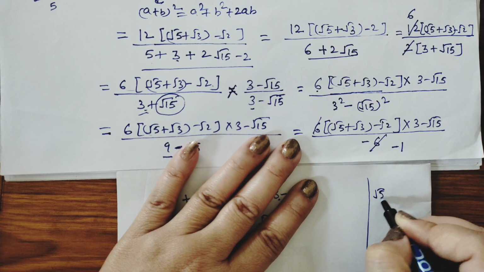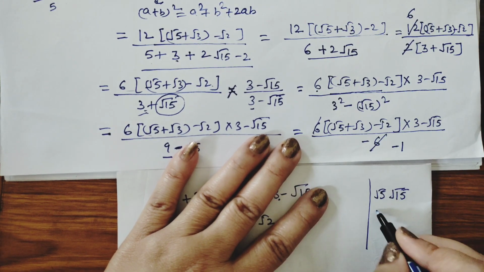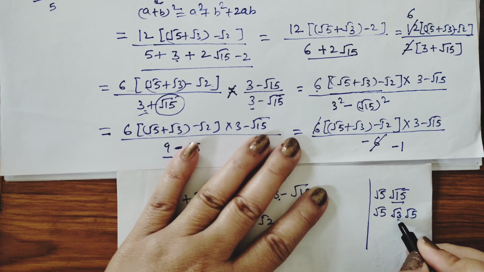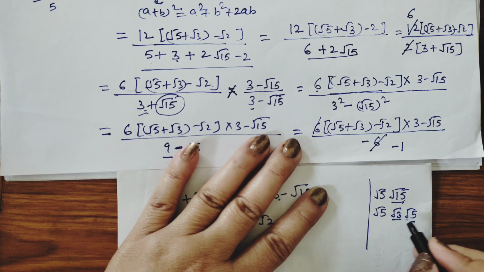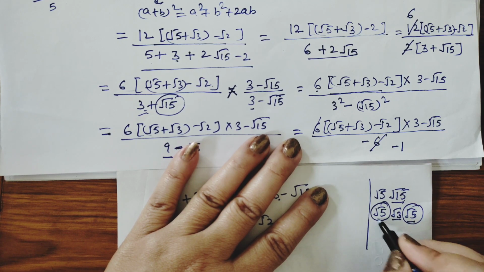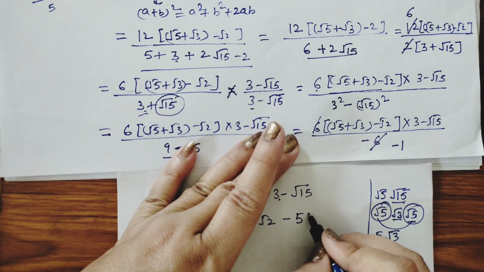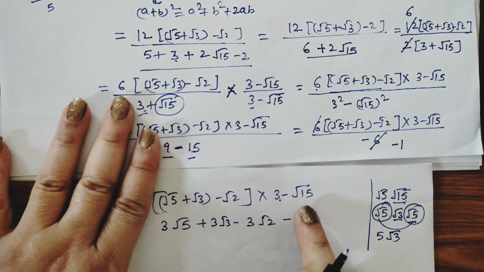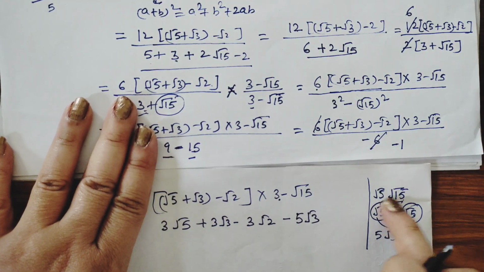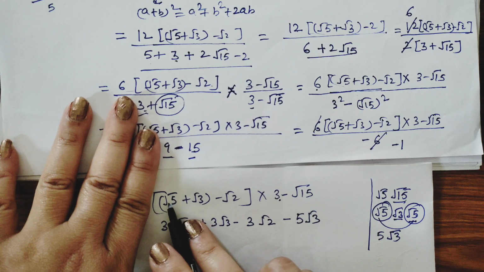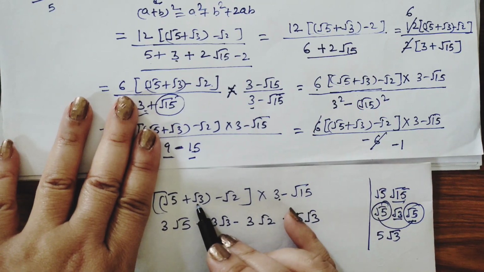See, root 5 multiplied by root 15. Can we write this root 15 as root 3 and root 5? If you multiply root 3 and root 5, you will get again root 15, 3 fives are 15. So instead of root 15 we will write root 3 into root 5, and this root 5 and this root 5 will make a 5 root 3. Okay, so we will write directly here 5 root 3. If you multiply root 15 into root 5, you will get this one.